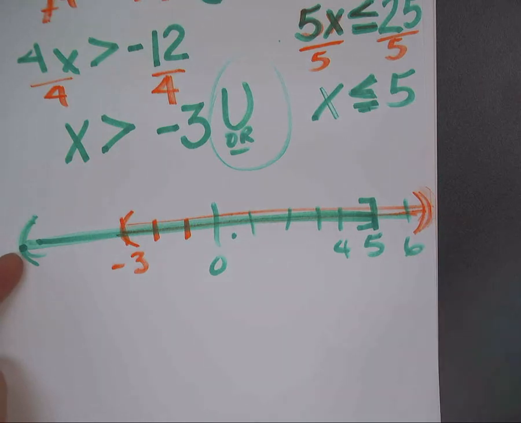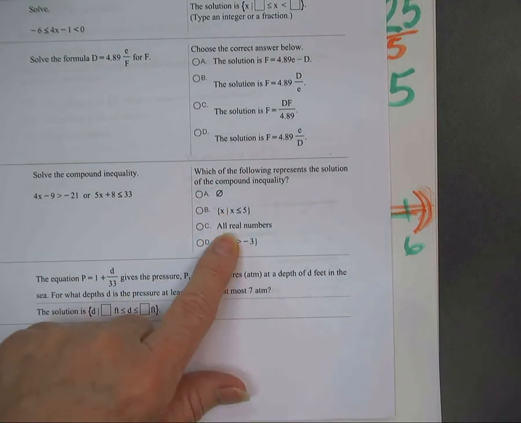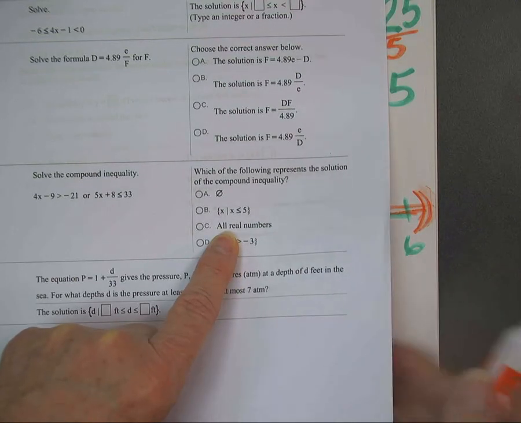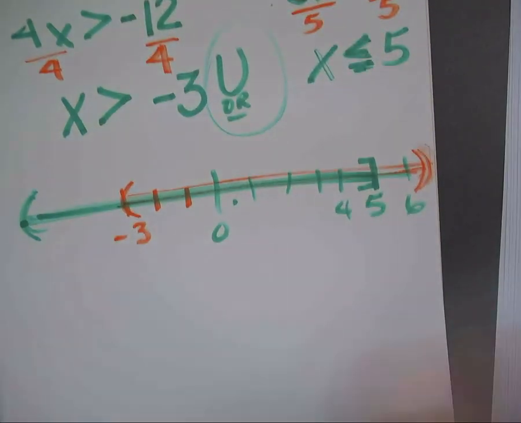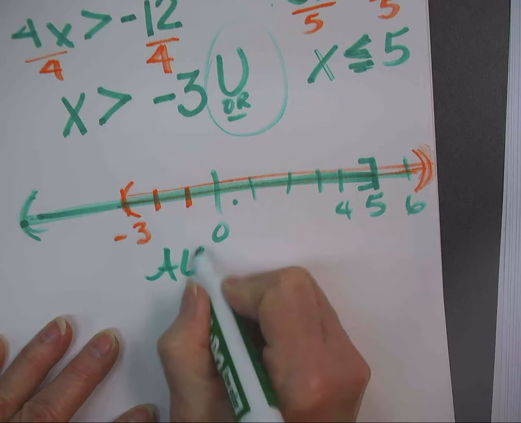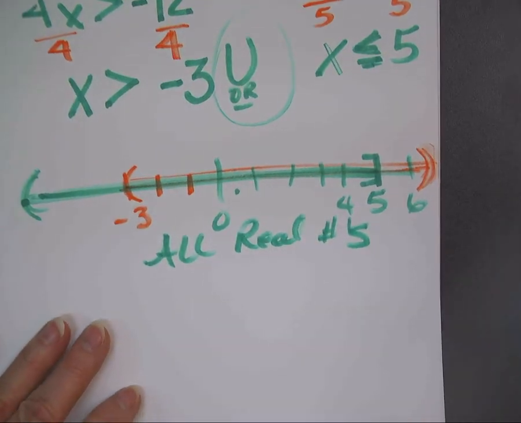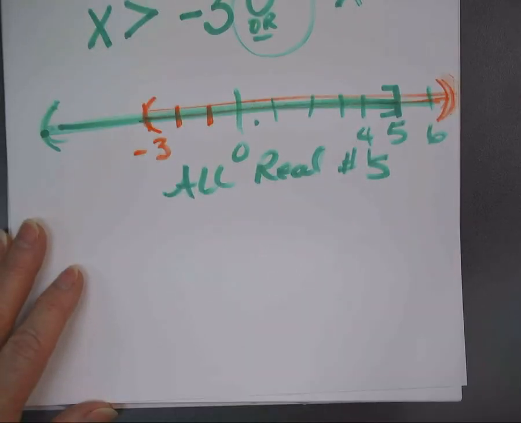So what would it be? Empty, less than 5, all real numbers, or greater than negative 3? All real numbers, because it goes all the way from here to there. So this is all real numbers. And it didn't ask for interval notation, so you don't have to put negative infinity and positive infinity.